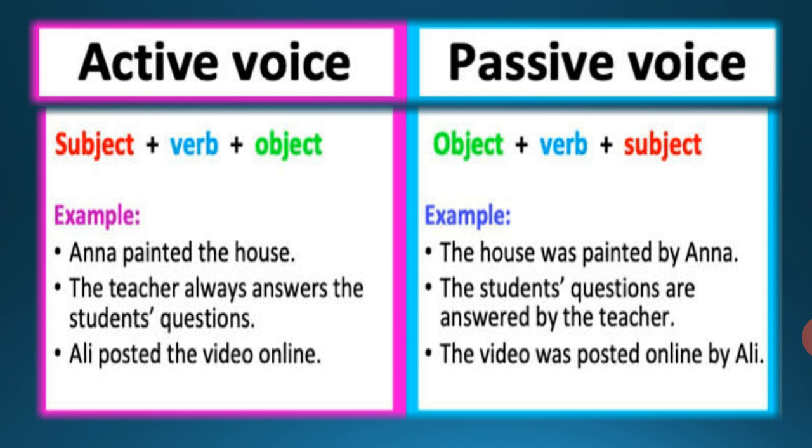Here I have given you object plus verb plus subject. Example, the house was painted by Anna. It is the same example changed into passive sense. The next sentence is, the students' questions are answered by the teacher. The third one is, the video was posted online by Ali.